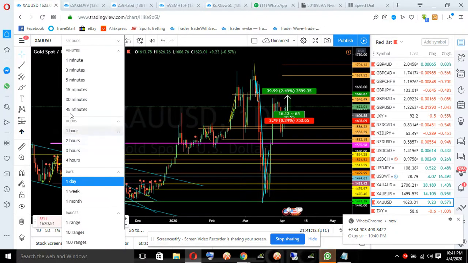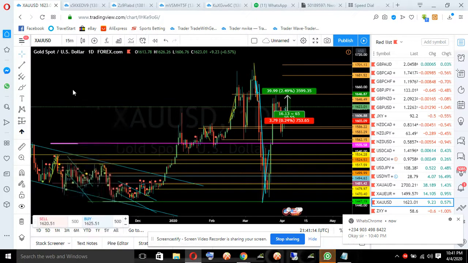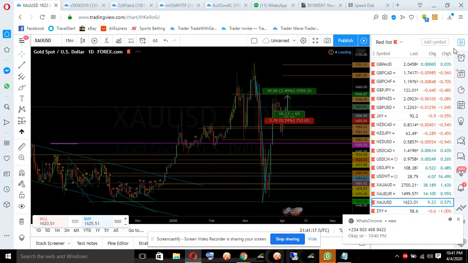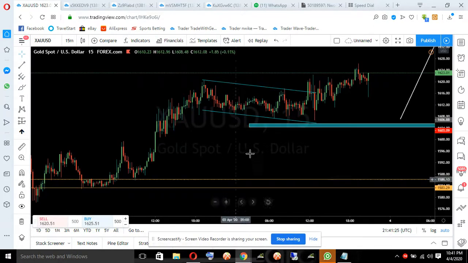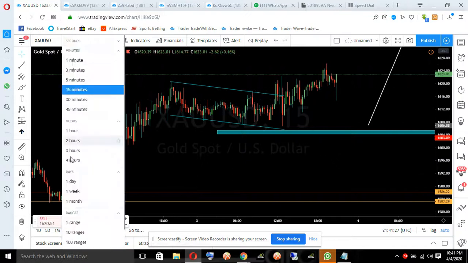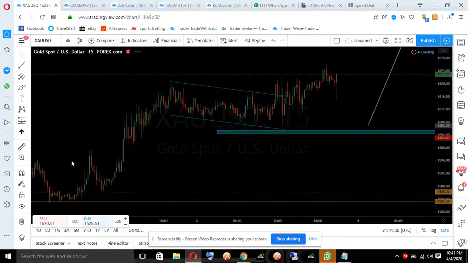Let me go to the 15-minute time frame. I think I was able to share the 15-minute time frame with all of us the last time. So here is the 15-minute time frame. Okay, I think that's the 4 hour time frame. So I dropped a signal on gold.